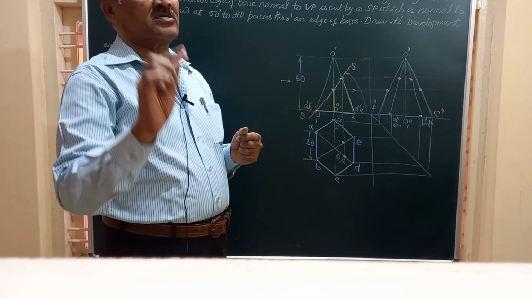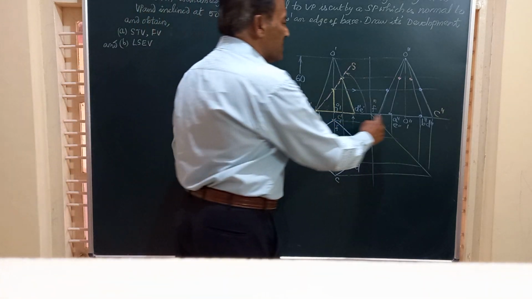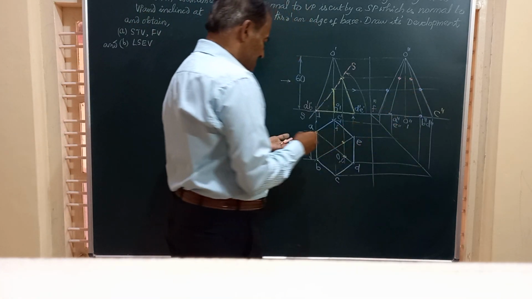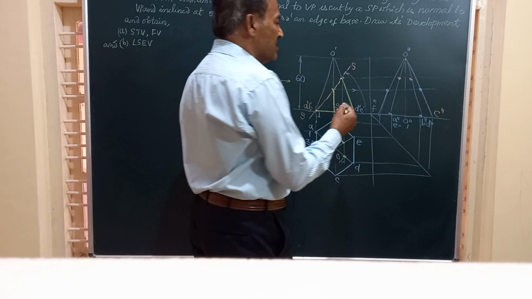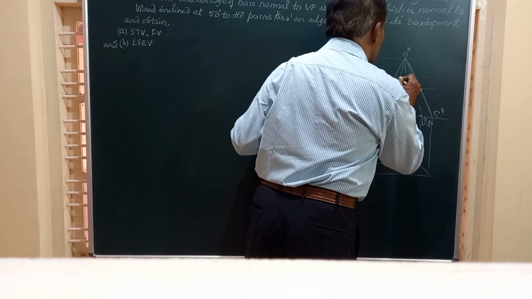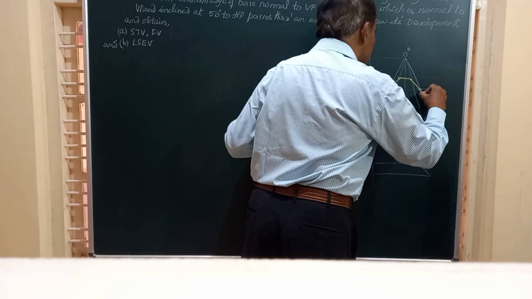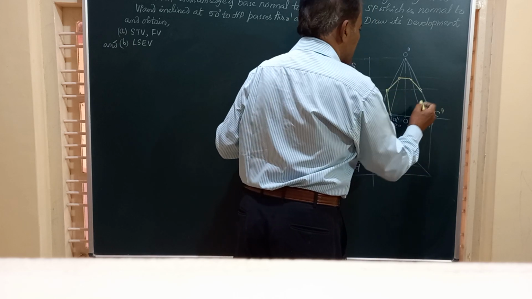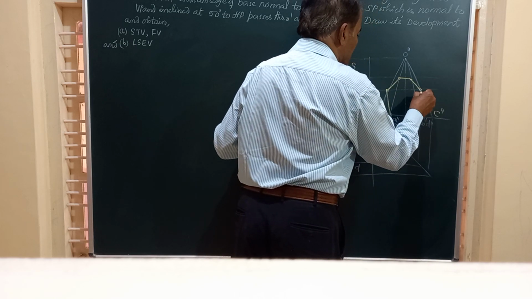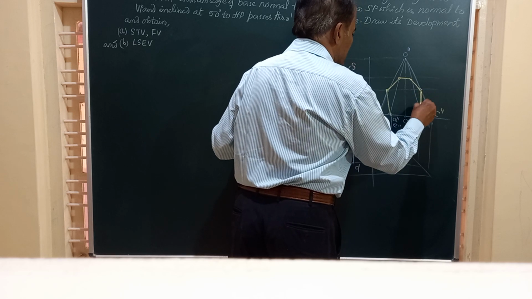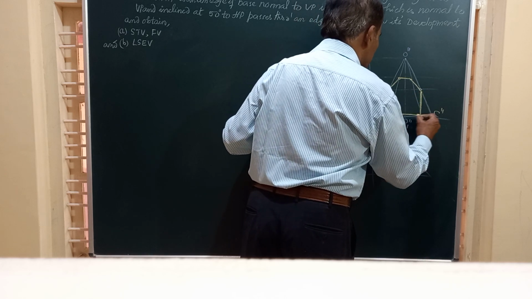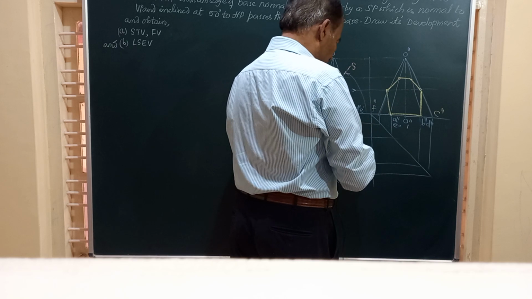So friends, we have got 6 points, 2 on the base and 4 on the slant edges. We will join all these by straight lines. This is by a straight line, and again this by a straight line. So we joined all these, and friends, these 6 points are there. We will know what to do.